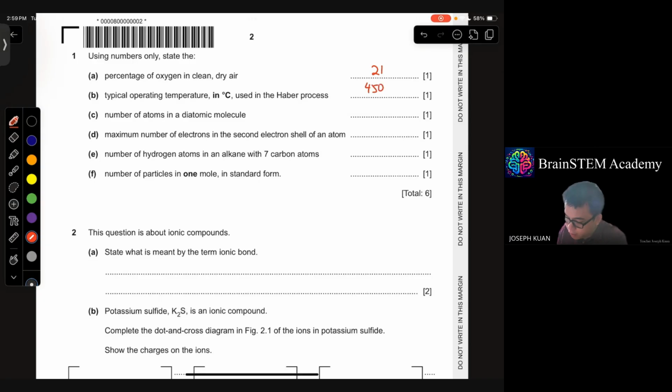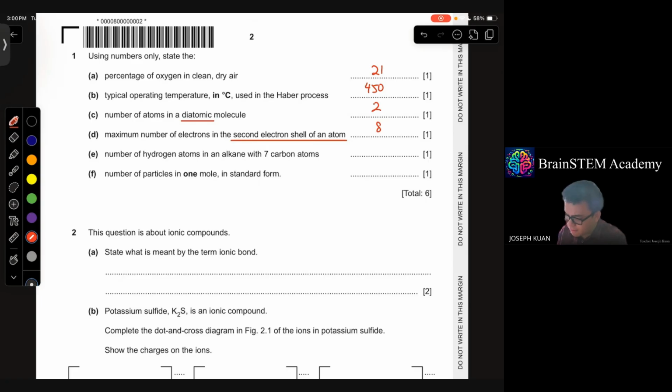Number 3, number of atoms in a diatomic molecule. Diatomic means 2 atoms. Next, maximum number of electrons in the second electron shell of an atom. For the second shell, it can occupy a maximum of 8 electrons.